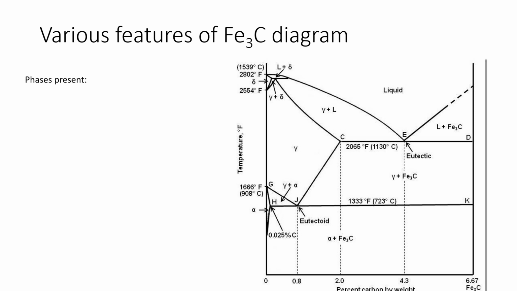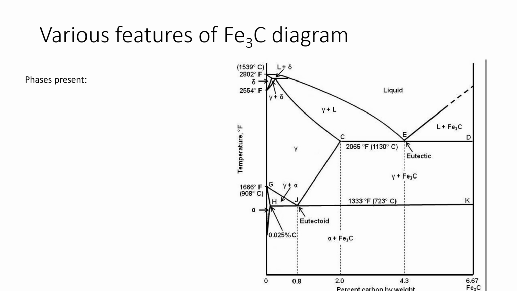Various features of the iron carbide diagram. This is the iron carbide diagram, which is the most important diagram. We will explain this iron carbide diagram with respect to different phases, different reactions, different regions, and different compositions of carbon and the different alloys which we will get after different compositions of carbon at different temperatures.